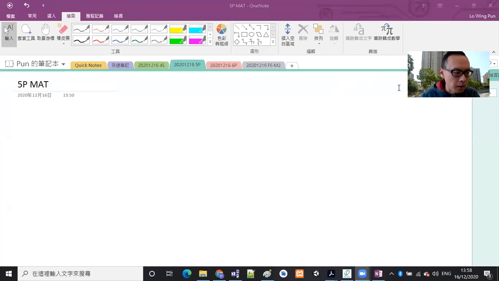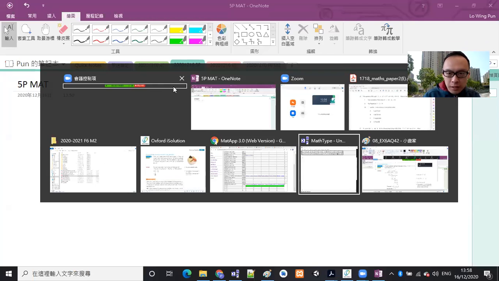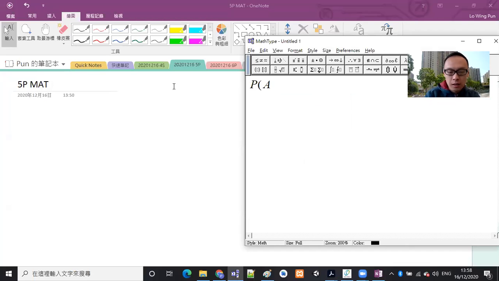So in the past few days, we were talking about the addition law of probabilities and the complementary events. That is when you see the keyword "or". When we are finding P(A or B), it will be simplified to P(A) plus P(B) minus P(A and B).